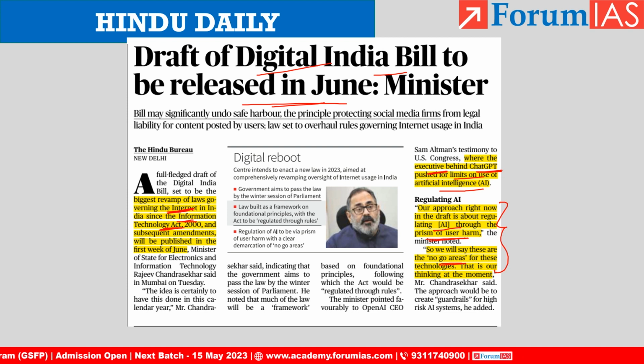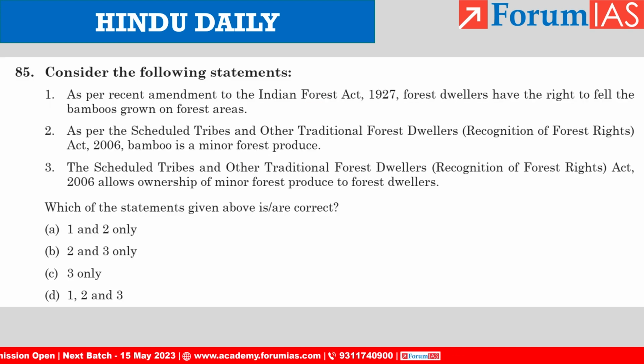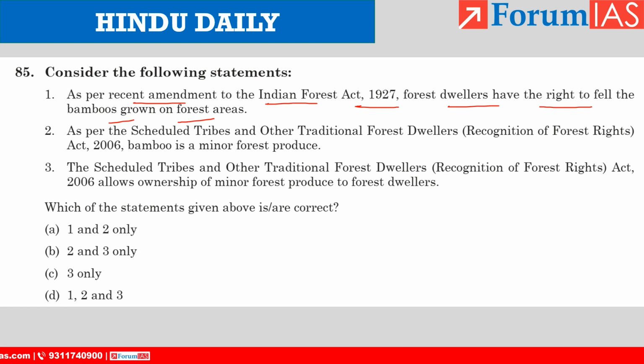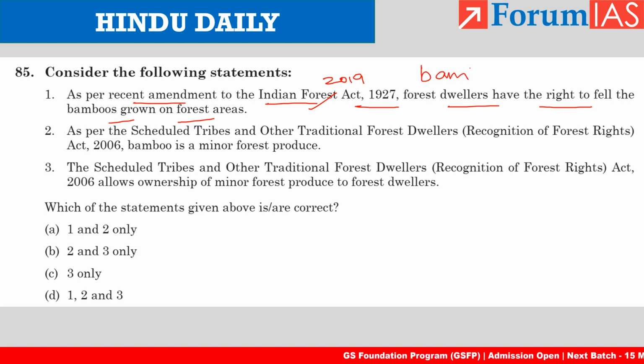Now we will go through some previous year questions. So the first question is, as per recent amendment to the Indian Forest Act 1927, forest dwellers have the right to fell the bamboos grown on forest areas. So there was an amendment to Indian Forest Act in 2019, and as a result, actually bamboo is a grass. But in Indian Forest Act, bamboo was called as a tree. But because of this amendment, bamboo was removed from the classification of tree. Bamboo is not a tree. So if it is not a tree, then it can be felled by the forest dwellers.